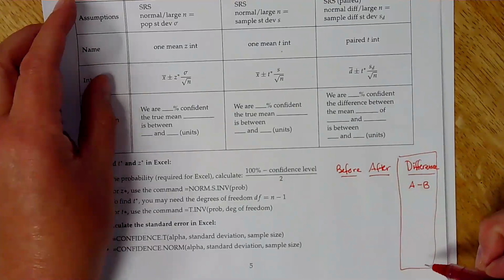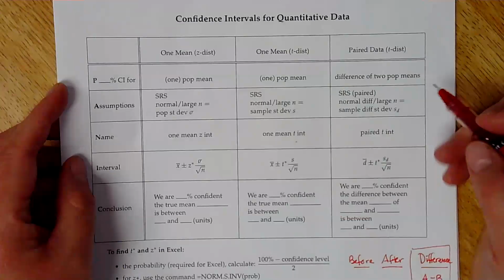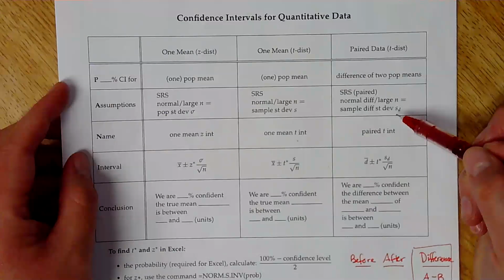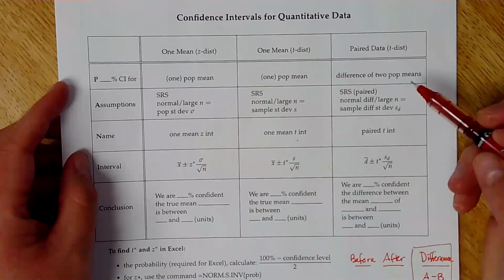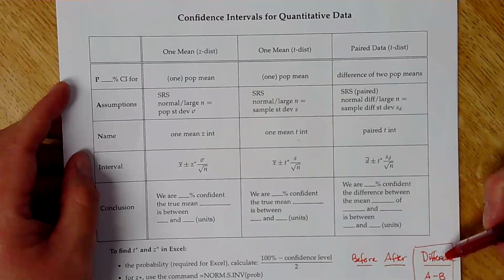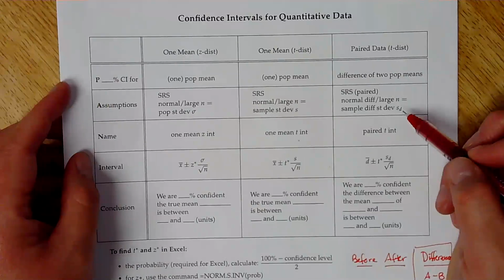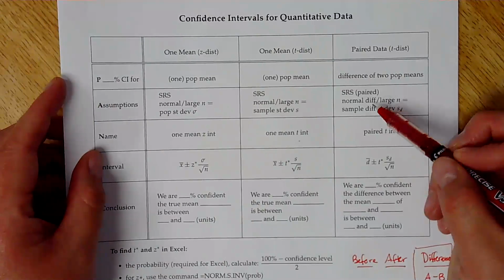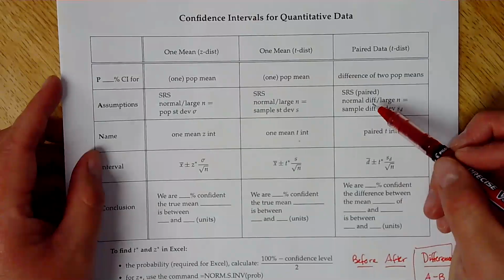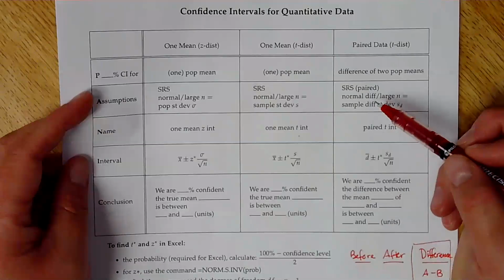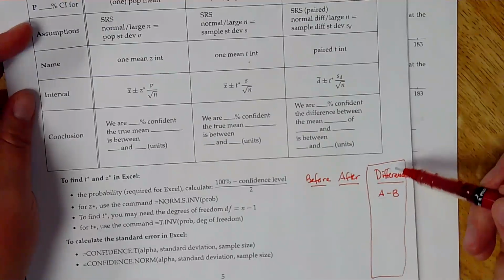So when we look at the standard deviation, what we're interested in is the standard deviation for the difference column. So not the before and not the after, but just the difference column. So that would also be a sample standard deviation. We would want to look at the differences column and see if it's normally distributed. So if we needed to make a normal probability plot, we would use this differences column.